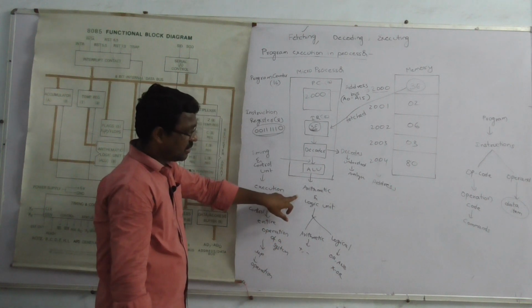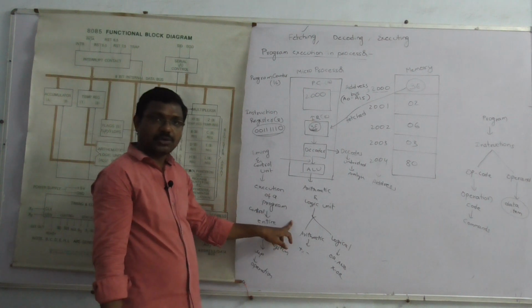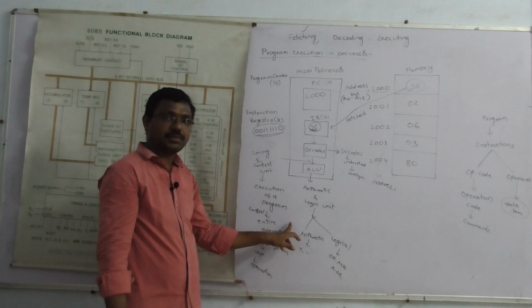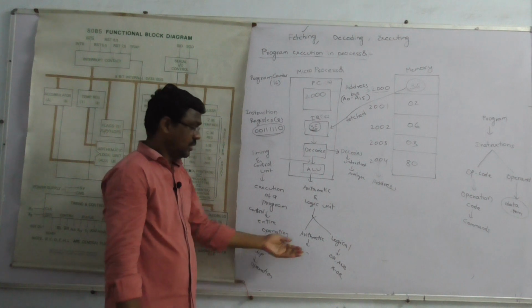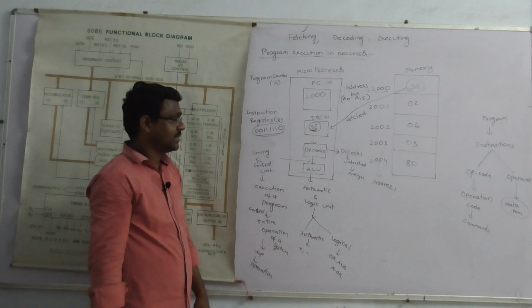ALU means arithmetic logical unit. It can perform the arithmetic operations and the logical operations. Arithmetic operations mean addition and subtraction. Logical operations are AND and XOR operations.